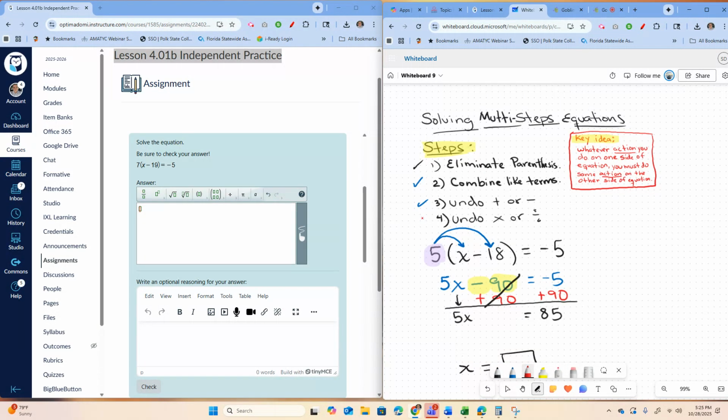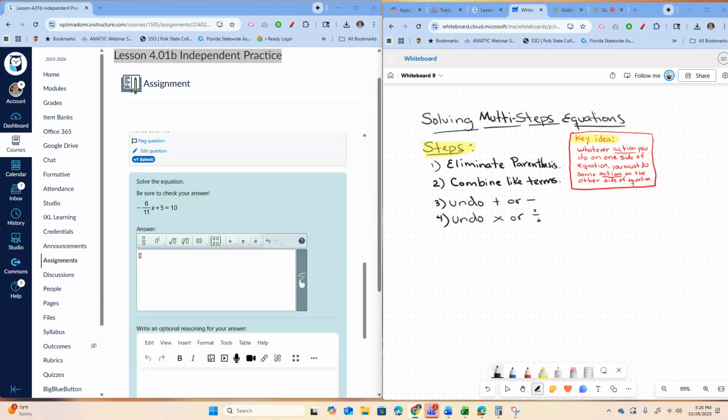Now we're going to do the last step, undo any multiplication or division. This 5 here is multiplying. What's the opposite of multiplying by 5? We're going to divide by 5. Whatever you do on one side, you do on the opposite side. 5x divided by 5 is going to give you 1x. But remember, in algebra, we do not write that 1, so we just say x. And then 85 divided by 5, if I'm not mistaken, that would be 17. Okay? And that's how you do problem number one.